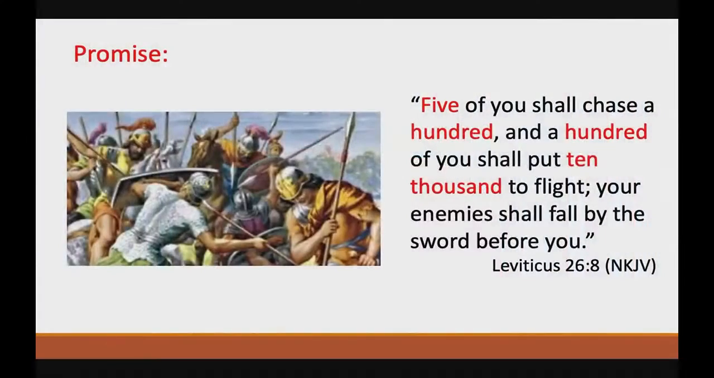Leviticus 26, verse 8, has an interesting verse. Volunteer, can he read for us? Five of you shall chase 100, and 100 of you shall put 10,000 to flight. Your enemy shall fall by the sword before you. Why is there five of you? Why not one or two or ten? What means the number 100 and 10,000?